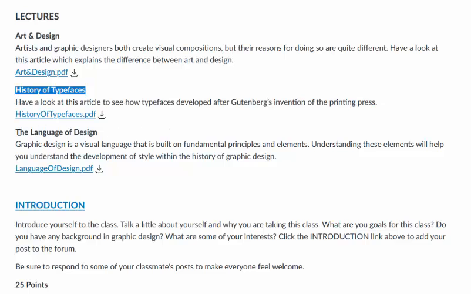Have a look at the language of graphic design. Graphic design is a visual language that is built on fundamental principles and elements. Understanding these elements will help you understand the development of style within the history of graphic design.